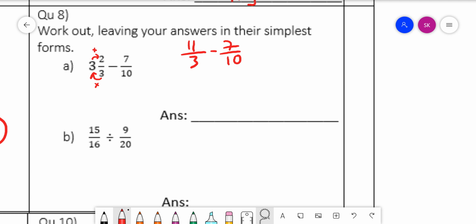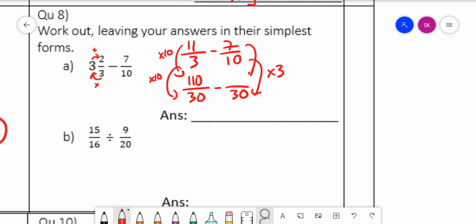So now, adding and subtracting fractions, find the LCM. What's the LCM of 3 and 10? That's 30. What do I times 3 by to make 30? Times it by 10. Do it to the bottom, do it to the top. And what do I times 10 by to make 30? Times it by 3. Do it to the bottom, do it to the top.